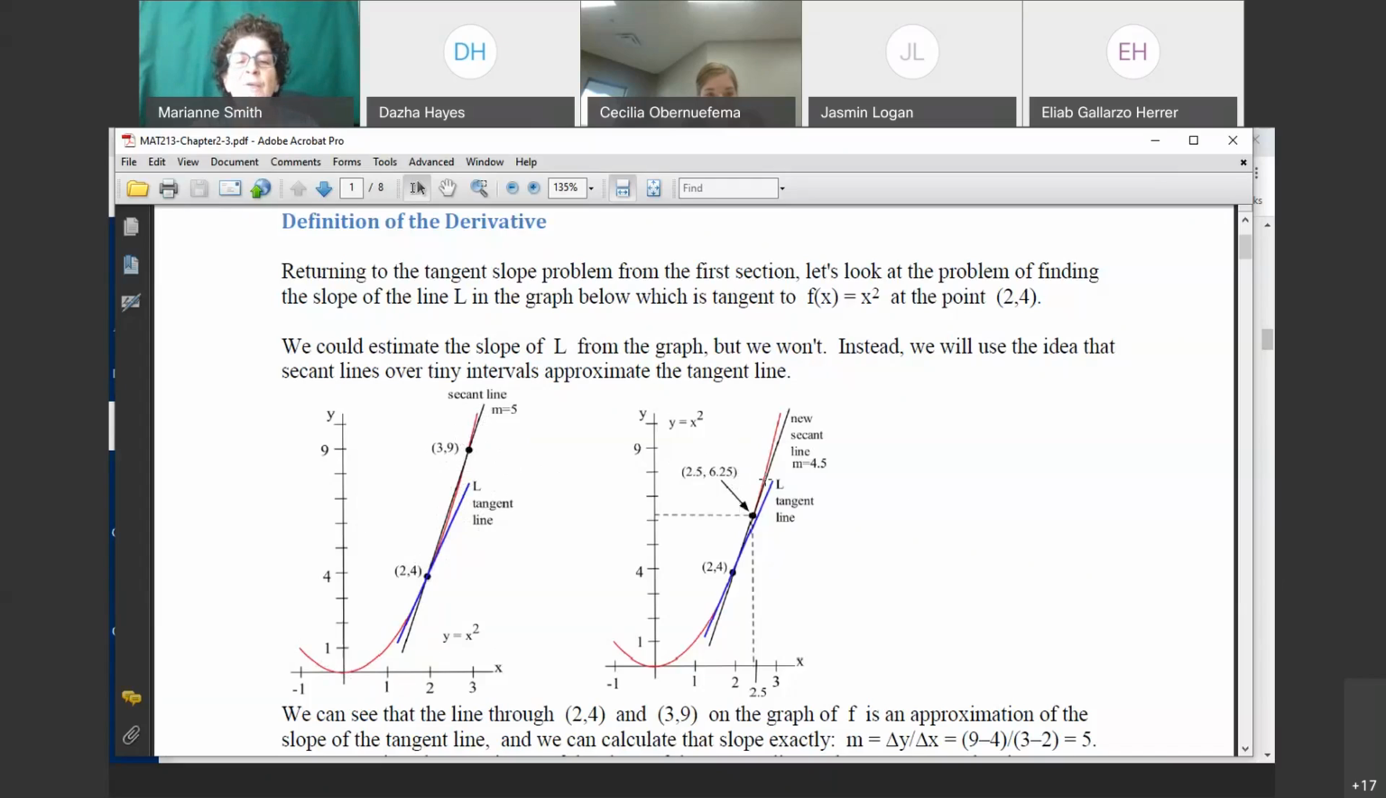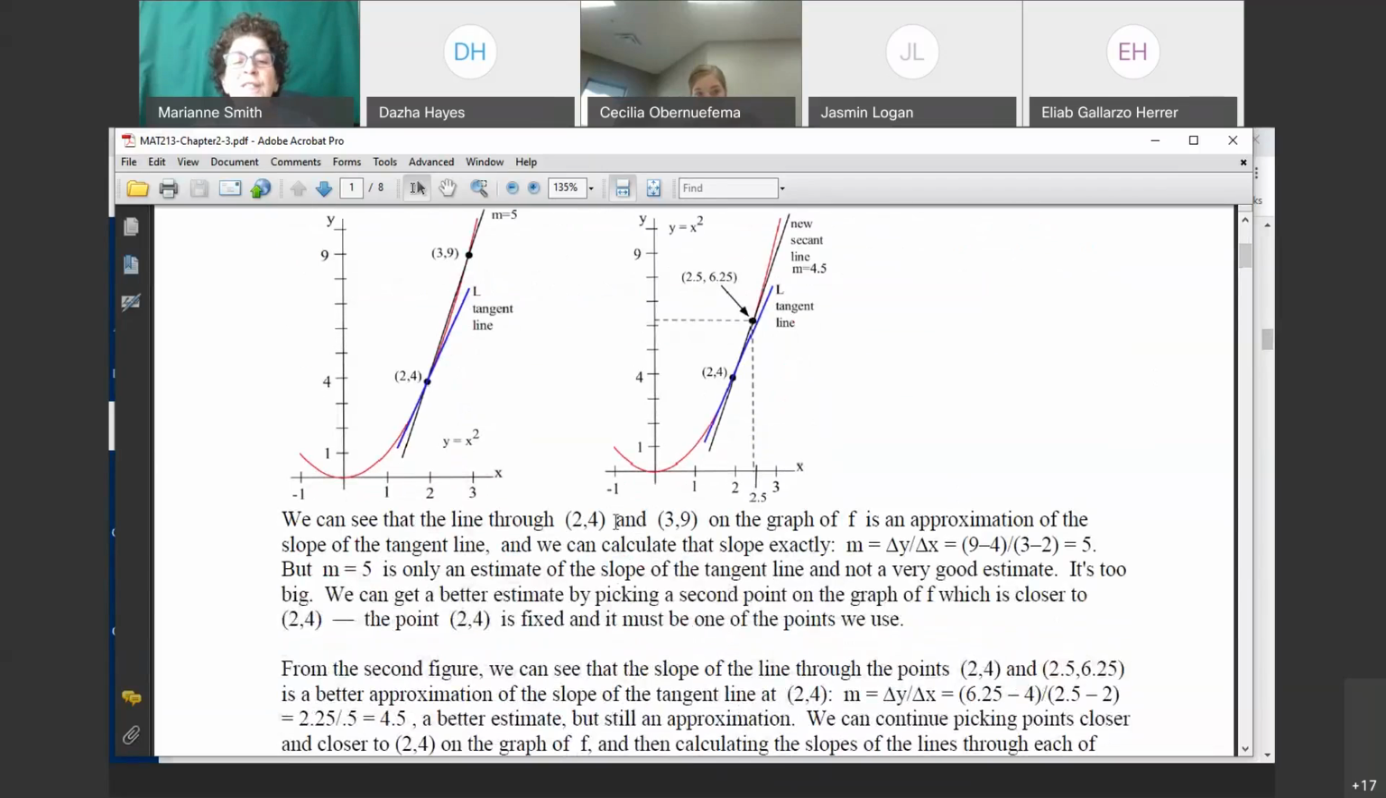How can you get a better approximation? Well, see what they're doing in the second graph? They're pushing this point down from (3, 9) to (2.5, 6.25). They're making the 2 points here closer together. And now the secant line slope is close to the tangent line slope, closer. Still not great, but closer.